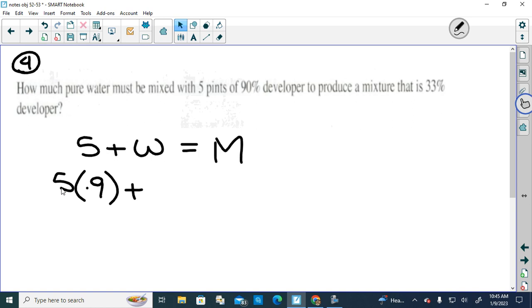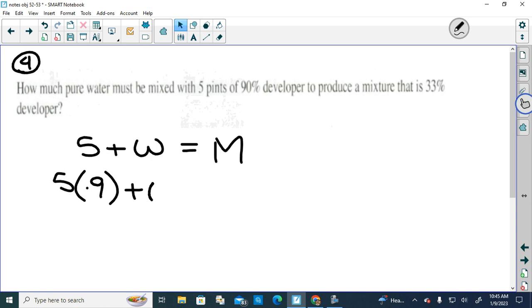Did we mix any developer with water? What word in there gives you that away, that you're not mixing anything with it? Pure water. So you're not mixing anything with it, right? There's not going to be a percentage of developer in there. It's pure water. Okay, so we're not mixing anything with it, so that would be represented by 0.